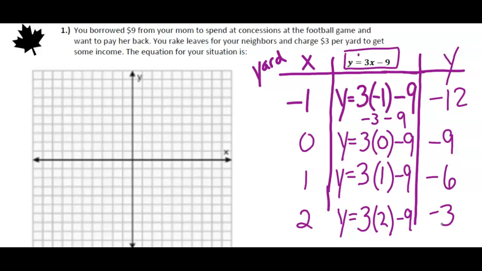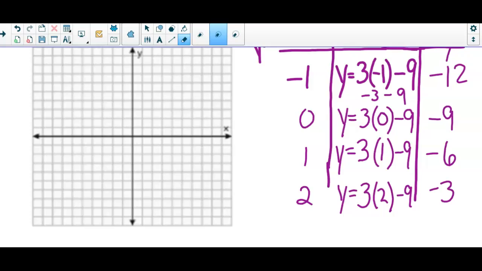So now, what do I do with this information? I can now go to my graph and I can make a graph, because I have a set of ordered pairs here. When my x value is -1, my y value is -12. When my x value is 0, my y value is -9. When my x value is 1, my y value is -6. And when my x value is 2, my y value is -3. So what does that help us with? That helps us be able to graph, okay?